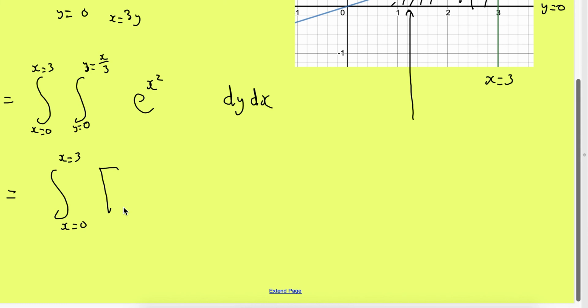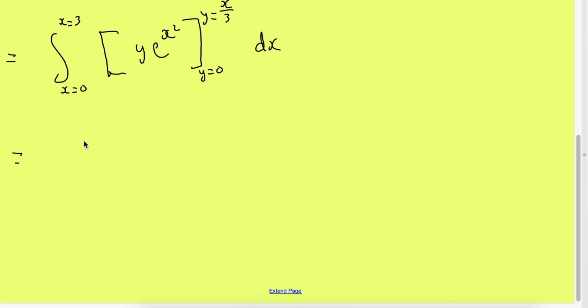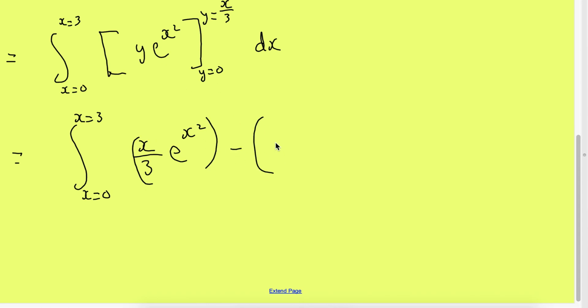Okay, so let's integrate. I'm integrating with respect to y, so that just all stays a constant. So that's just y e to the power of x squared from y equals 0 to y equals x over 3 dx. I have a feeling this is going to end up a wee bit horrible over here, but let's have a wee look. Right, so that is the integral from x equals 0 to x equals 3. Right, let's substitute in y, so that's going to be x over 3 e to the power of x squared, take away, substitute in 0, e to the power of x squared dx.